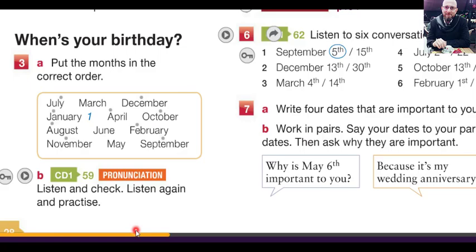Okay, in the next exercise here, we'll have when's your birthday? Put the months in the correct order. July, March, December, January, April, October, August, June, February, November, May, September. Okay, put them in order. After that, check with the recording.